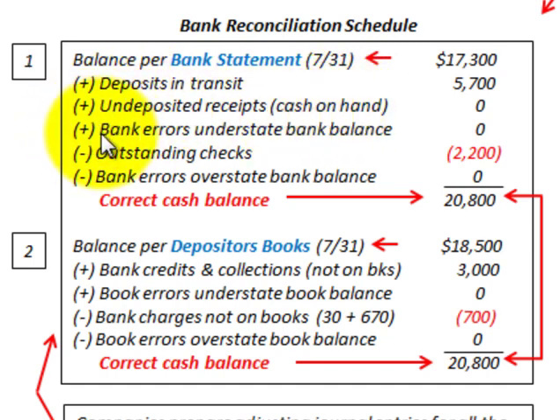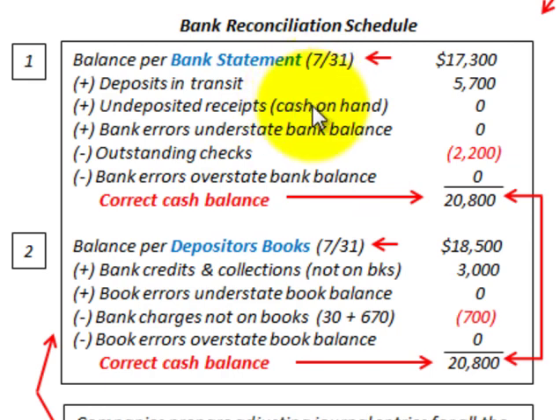And then we'd have to add any bank errors that understate the bank balance. Any bank errors that understate this bank balance would have to be added. Then we'd be subtracting out any outstanding checks. Those would have to be subtracted out from that beginning balance. And then we'd also have to subtract out any bank errors which overstate the bank balance. Those would have to be subtracted out.